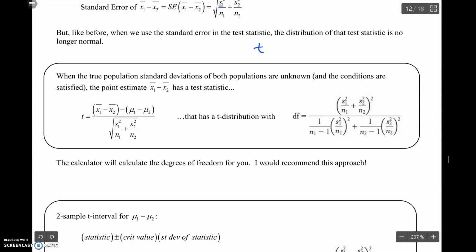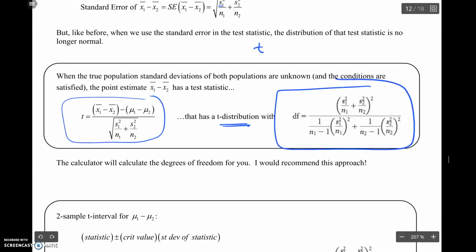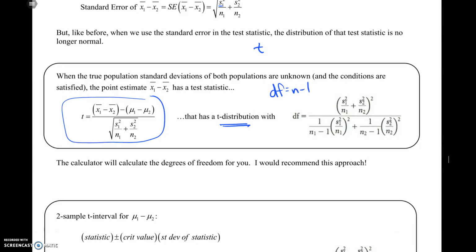So when the true population standard deviations are unknown, then this test statistic, same thing, only I'm replacing the standard error on the bottom, has a t distribution with this many degrees of freedom. So you guys might be saying, well, whoa, that escalated quickly. Remember the degrees of freedom used to be n minus 1 for a single sample? Well, for two samples, it's kind of complicated. Well, it's really complicated, and I don't really know where this formula comes from. I know there was a paper, written by some guys a while back, but that's beyond my knowledge.